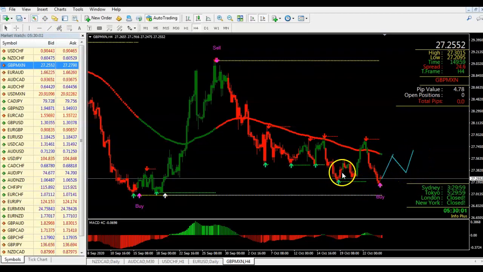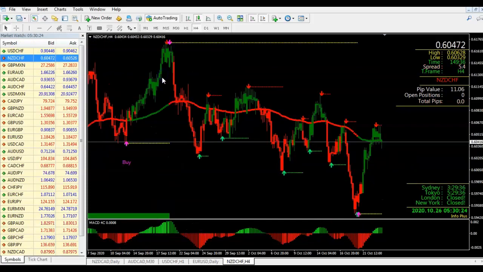This can be this size. You can see it right there: impulse, pullback, impulse, pullback, impulse. Pretty much. If I go to different time frames right here, we can even see that one too. So that's what we're expecting for the market for this week on the GBP MXN, Mexican.